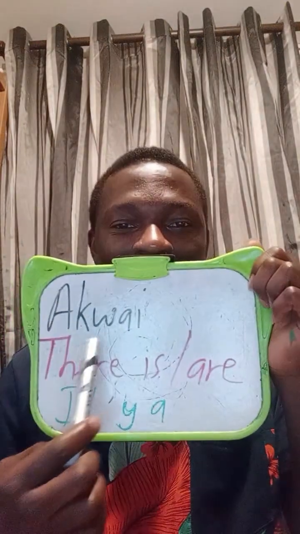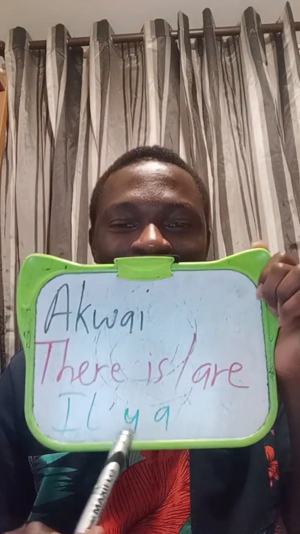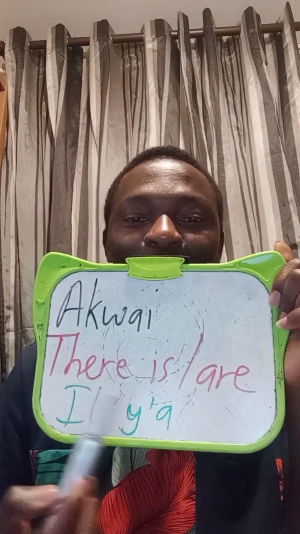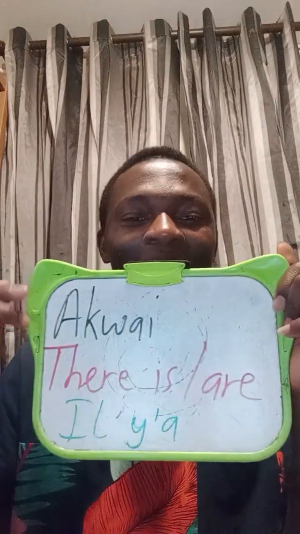In French, French is also like Hausa here. In French, it becomes il y a. So this is Hausa, Akwai. This is English, there is, there are. And this is French, il y a. In French, to mean there is and there are. I hope you get it.